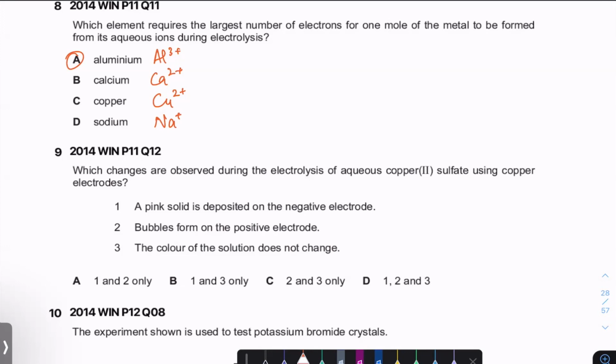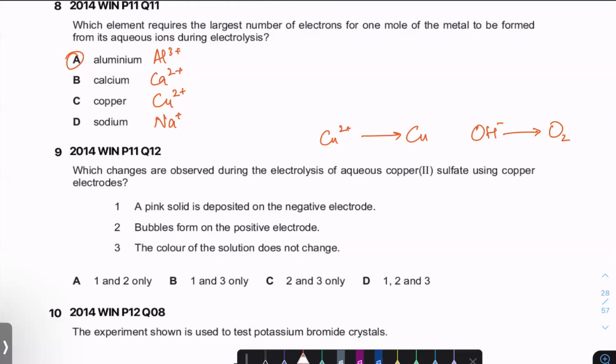Which changes are observed during the electrolysis of copper sulfate using copper electrodes? यह भी हमने किया था. हमारे पास आयंस थे. कॉपर आयन था जो कि कॉपर बना रहा था, हाइड्रोक्साइड आयन था जो कि ऑक्सीजन बना रहा था. ऑफ कोर्स यहाँ पे पूरी इक्वेशन नहीं लिख रहा हूं मैं. And you were getting H2SO4 at the end. So the color was fading away.